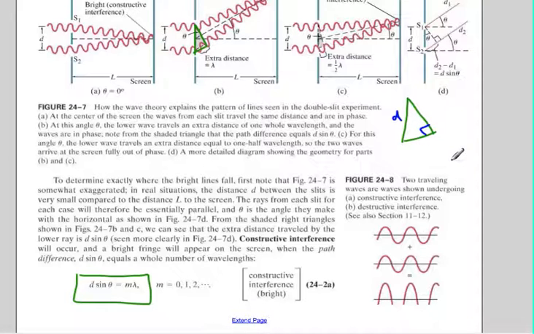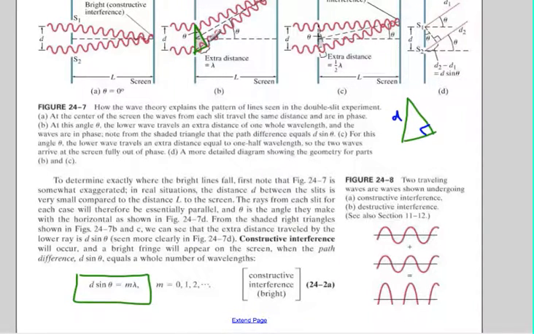And what else do we have? I think they're saying that the extra distance light has to travel there is that. So let's see, it says the extra distance traveled by the lower ray, that's this little extra distance right here that you can see, that the lower ray has traveled. They're saying that's d sine theta. So they're saying constructive interference will occur and a bright fringe will appear on the screen. So what are they talking about?